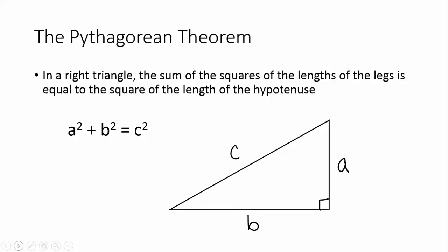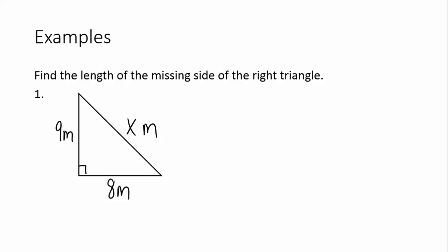This is just a reminder that the Pythagorean Theorem states that in a right triangle, the sum of the squares of the lengths of the legs is equal to the square of the length of the hypotenuse. Remember that the hypotenuse is always the longest side opposite the right angle, and the legs are the two sides that make up the right angle.